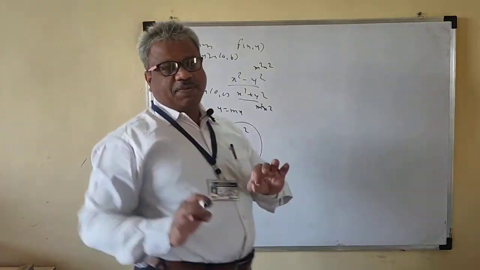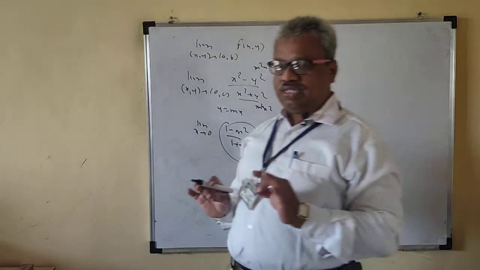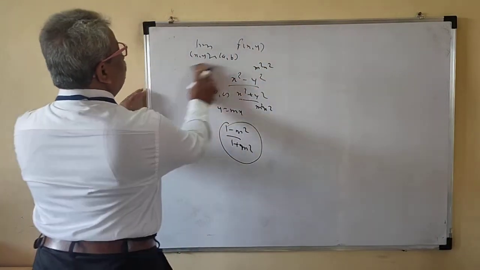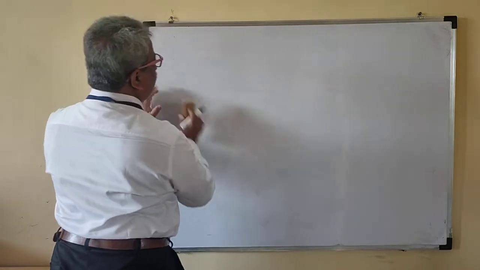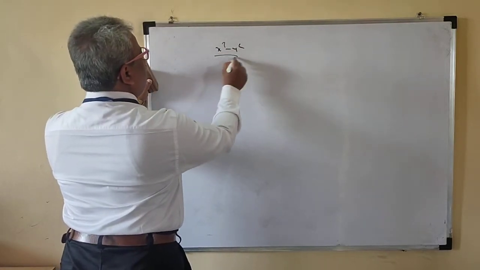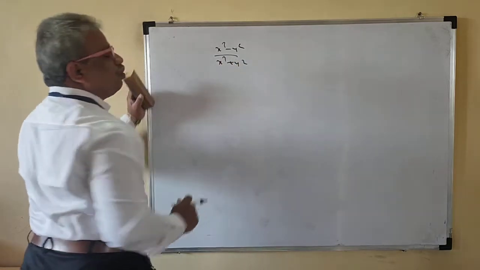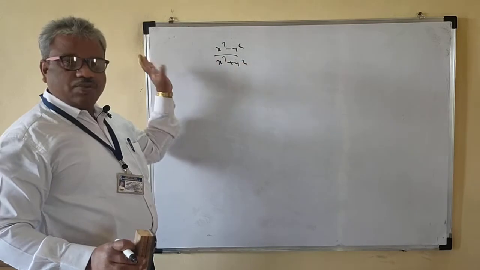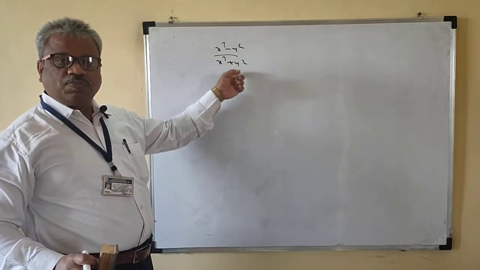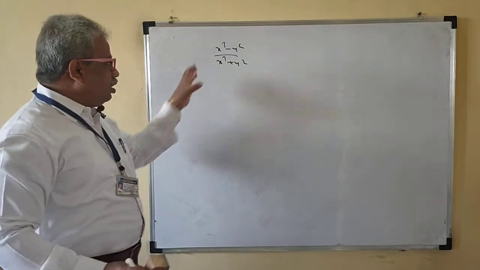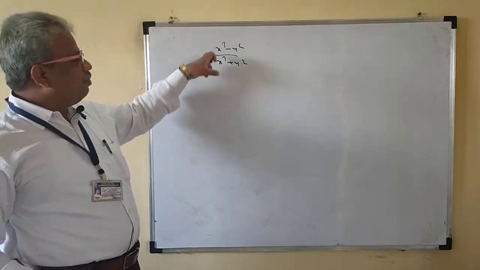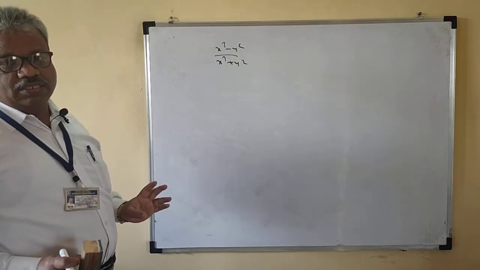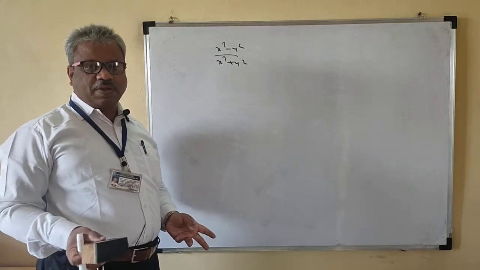If the value of the limit depends on m, then the limit does not exist. Okay. So this limit does not exist, because overall you can do this. See what is this, x square minus y square upon x square plus y square. If you choose the y is equal to mx path, then m square x square gets cancelled, we get 1 minus m square upon 1 plus m square. There is no x and y, that means the value of this limit is 1 minus m square upon 1 plus m square, which depends on m, so the limit does not exist. Okay, that means the limit on a different path is different.